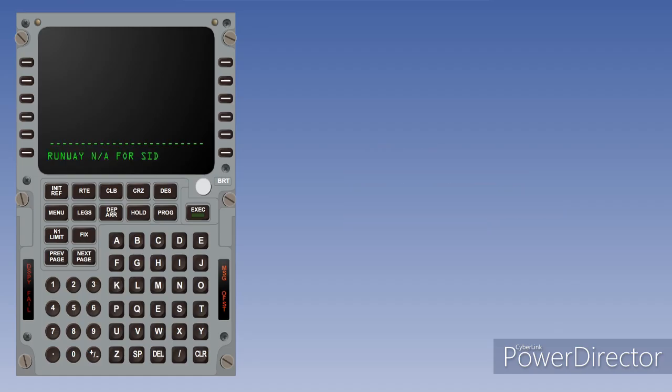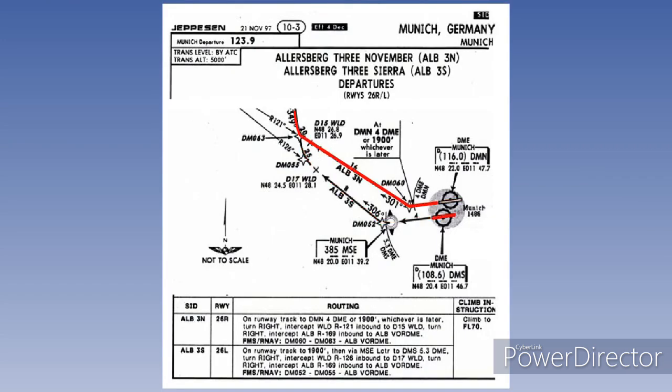Here is another. Runway not applicable for SID. It means that the runway which the pilot has selected is not compatible with the required standard instrument departure. Details of runways and SIDs are stored in the navigation database, and it can pick up these types of mismatch.